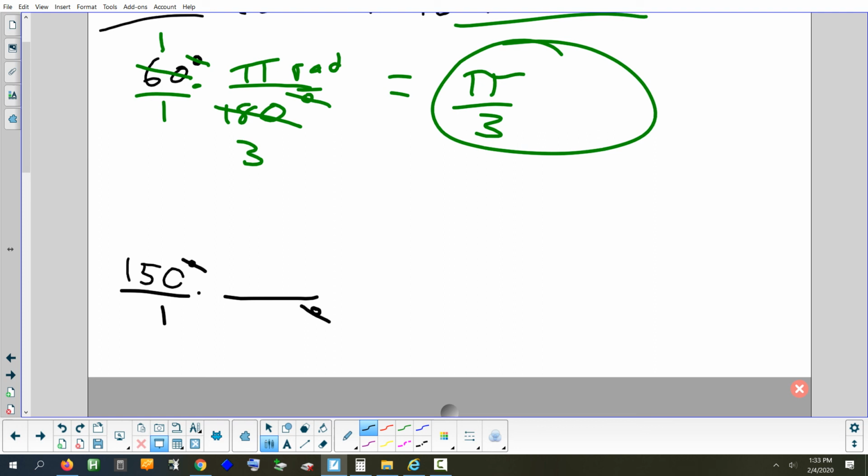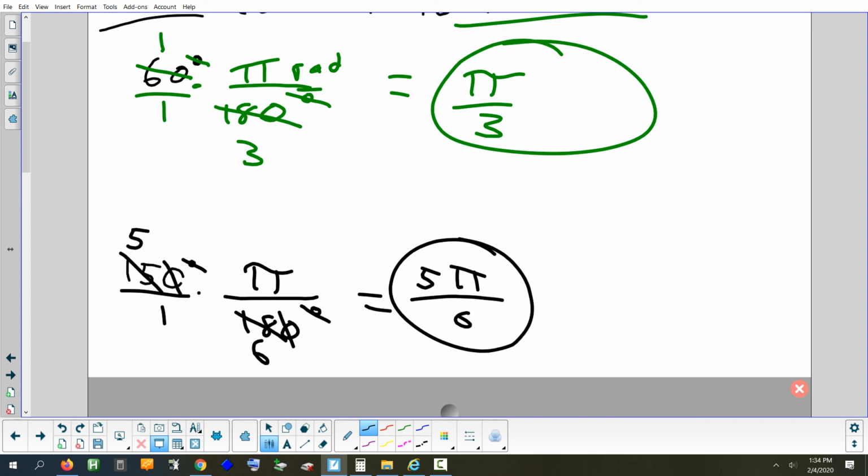Degrees cancel. What number do we always put with the degree symbol? That's where we put the 180. And R-A-D is invisible right there. What always goes next to R-A-D? Pi. And now we just reduce. If you want, you can reduce by 10 first. And then what number still goes into 15 and 18? Three. Three times 5, and 3 times 6. So 150 degrees is 5 times pi divided by 6. And that is radians. We do not have to put RAD.